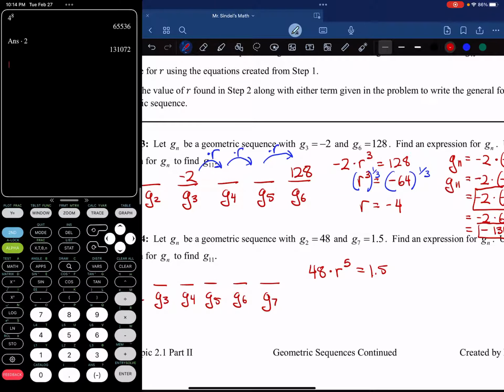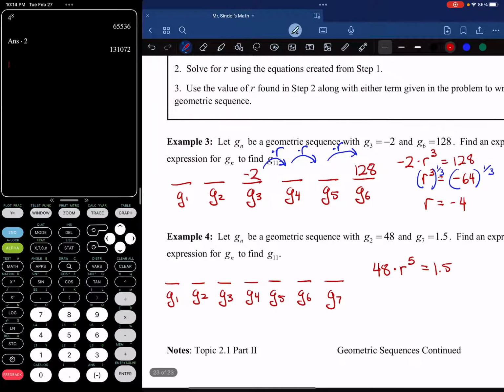Let's check the picture and make sure that makes sense. So over here, the second term was 48. And the seventh term was 1.5. So I jumped 1, 2, 3, 4, 5 times, so that makes sense. It is a power of 5.